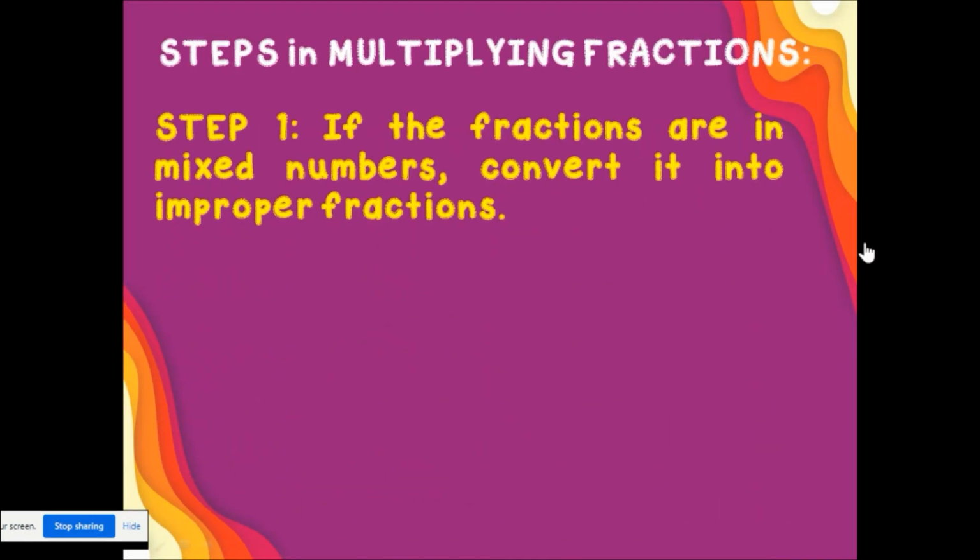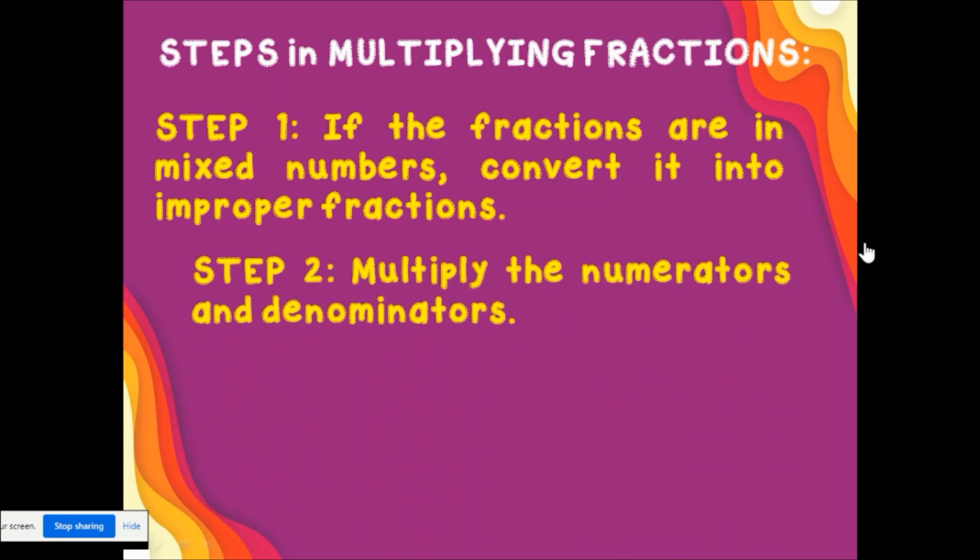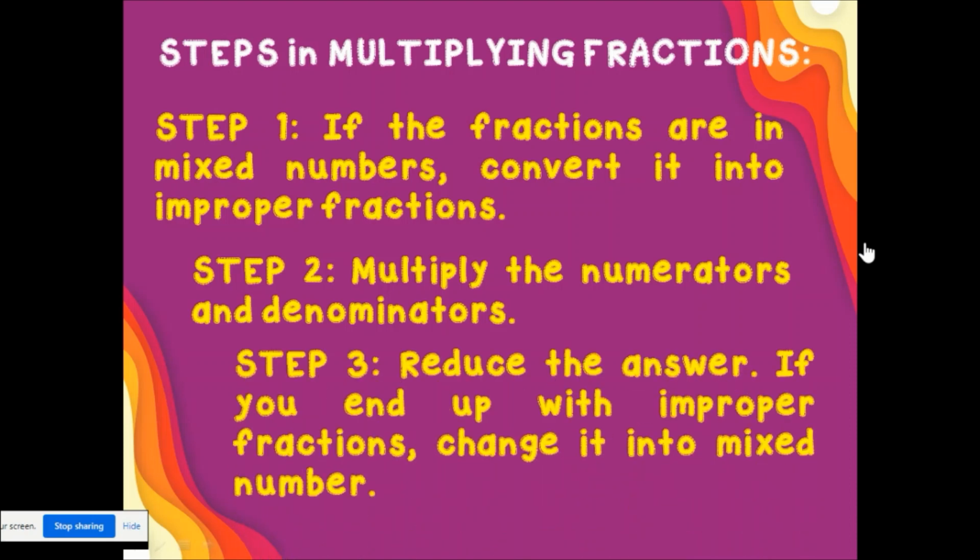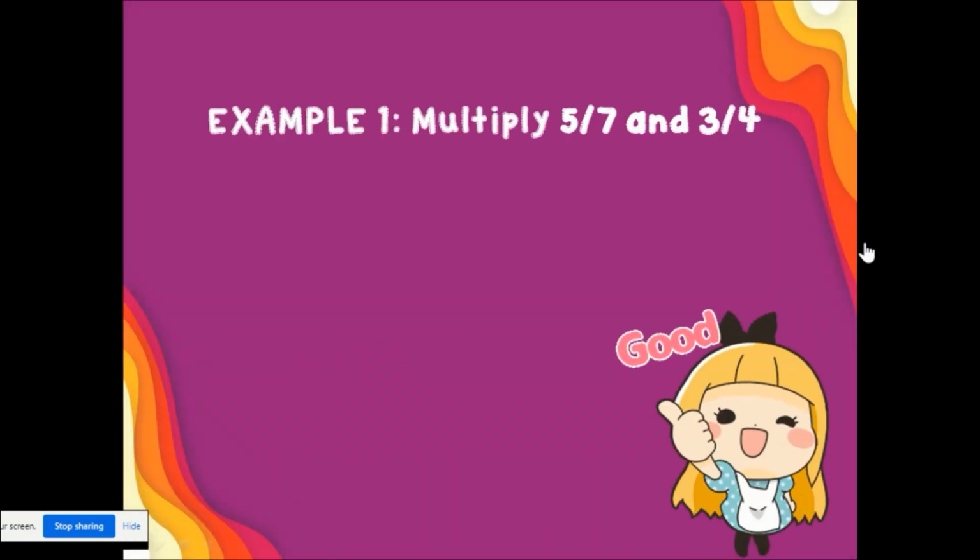So here are our steps. Step 1, if the fractions are in mixed numbers, convert them into improper fractions. The next step, multiply the numerator by the numerator and the denominator by the denominator. And then third step, reduce the answer. If you end up with an improper fraction, change it into a mixed number.